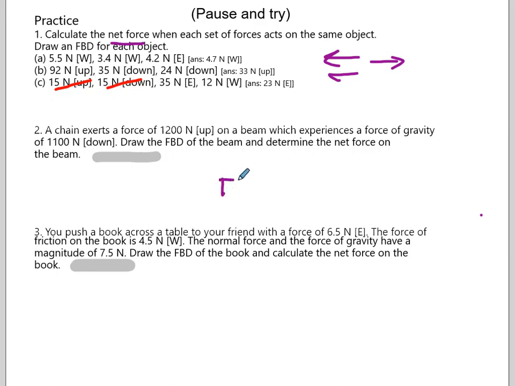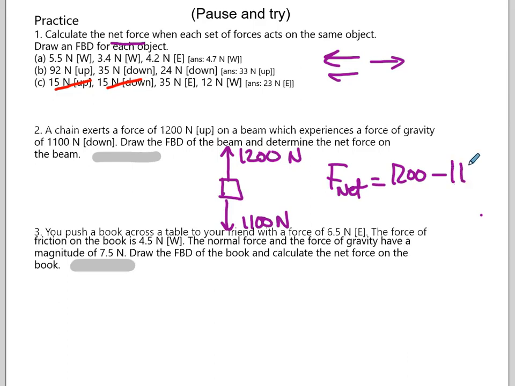A chain exerts a force of 1200 newtons up. So if we have some little box and we have 1200 newtons up, it experiences a force of gravity of 1100 newtons down. What is the free body diagram? Well, there it is. And what would be the net force? The net force would be 1,200 minus 1,100, which is 100 newtons up.